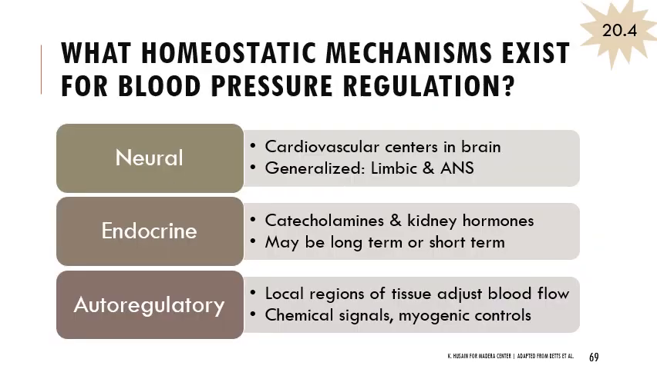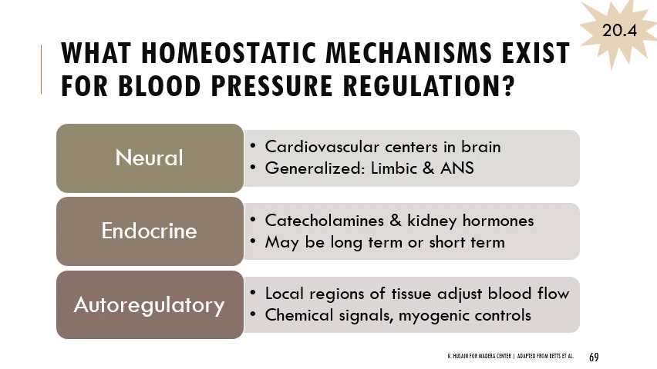All right, so when we're thinking about how this is regulated, there's a few different mechanisms to keep in mind. So there's neural homeostatic mechanisms, endocrine, and autoregulatory. Neural is referring specifically to these things called cardiovascular centers in your brain. There's also some generalized limbic and autonomic nervous system components. We're going to focus on those cardiovascular centers.